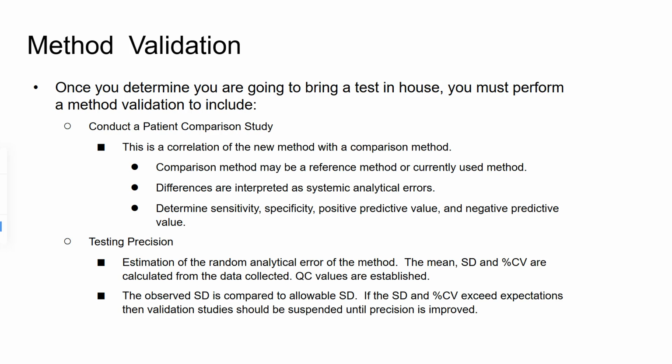You determine the sensitivity, specificity, positive predictive value, and negative predictive value of the test. Testing precision, estimation of the random analytical error of the method. The mean, standard deviation, and percent CV are calculated from the data collected, and QC values are established. The observed SD is compared to allowable SD. If the SD and percent CV exceed expectations, then validation studies should be suspended until precision is improved.